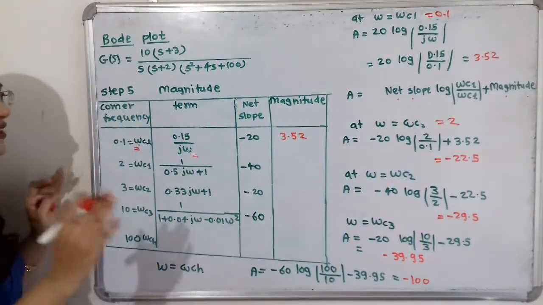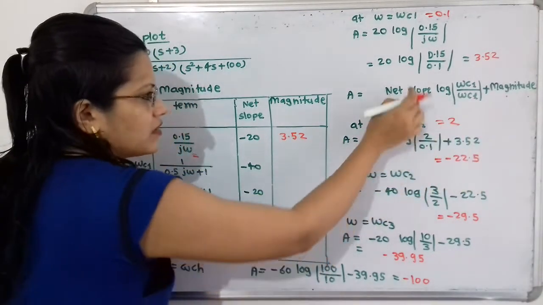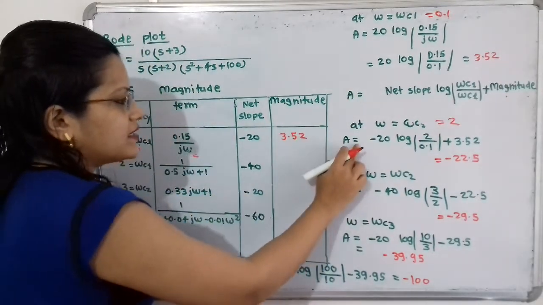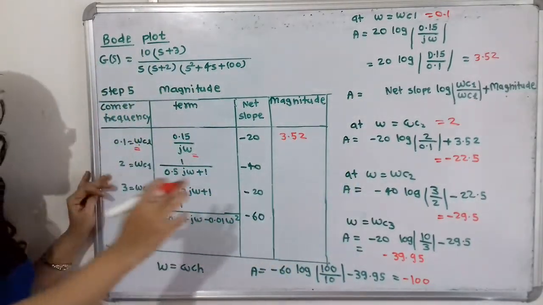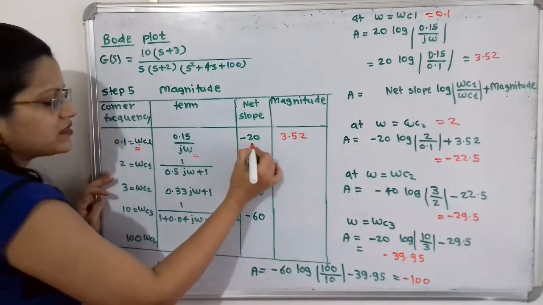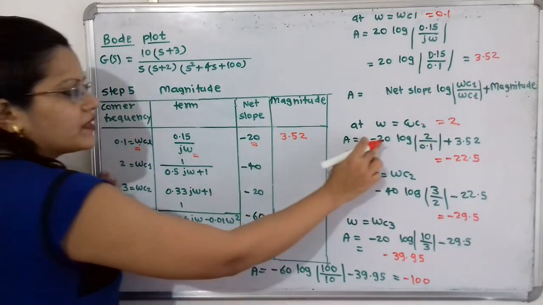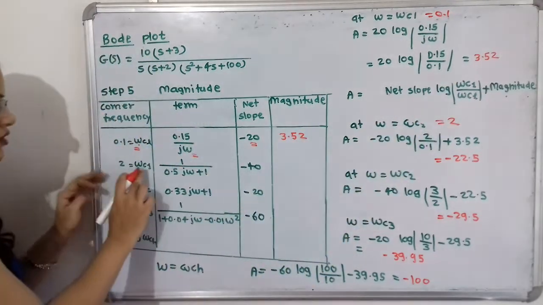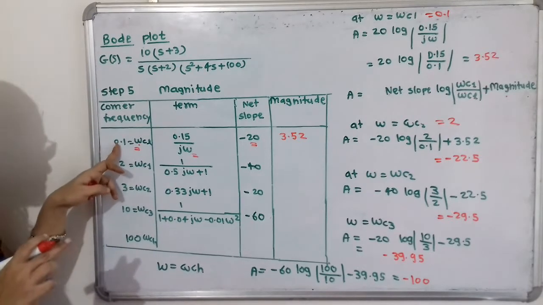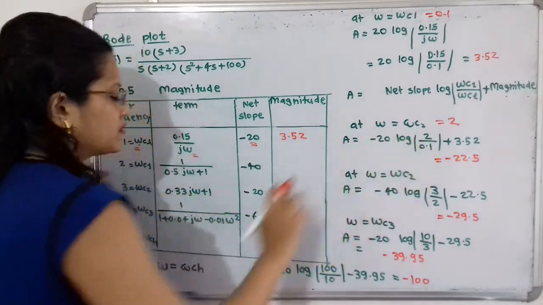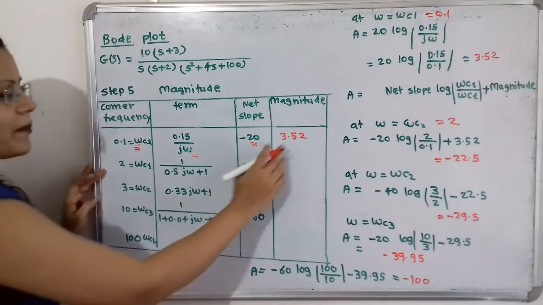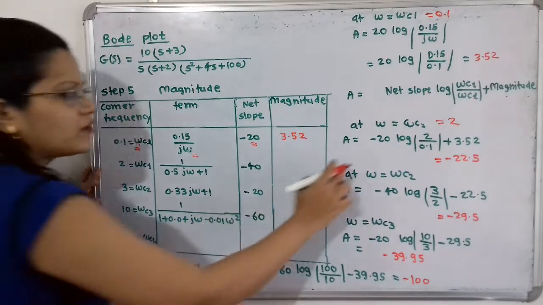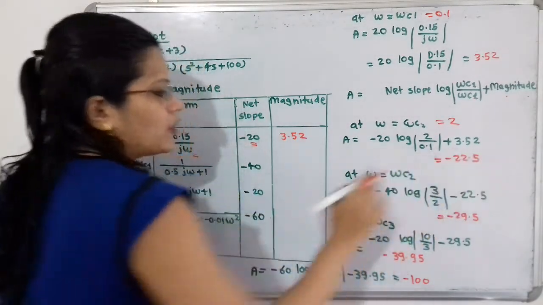Now how to consider this formula. Now here A is equal to, we have to consider previous net slope. So previous net slope is minus 20. So we will write minus 20 log of omega C1 divided by previous corner frequency, that is 2 divided by 0.1, log of 2 divided by 0.1, plus magnitude. So magnitude also for previous corner frequency, that is plus 3.52. So when we solve this, we will get minus 22.5.